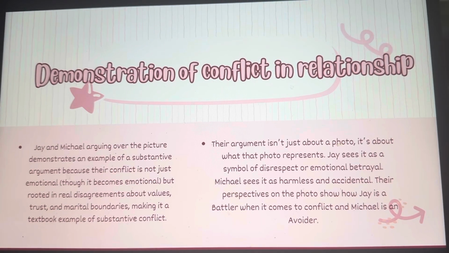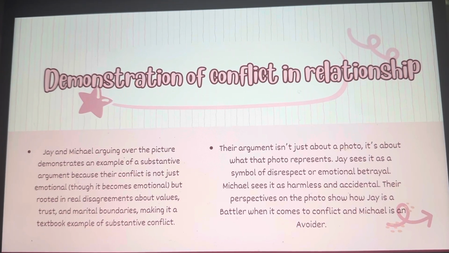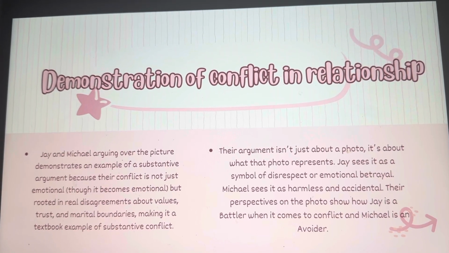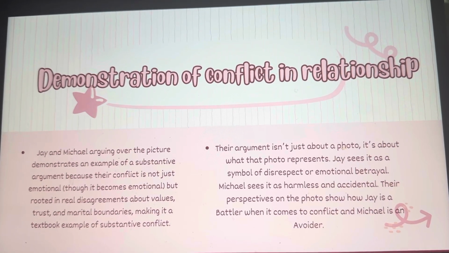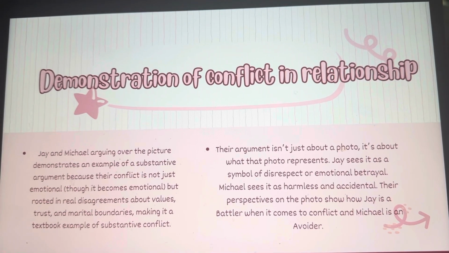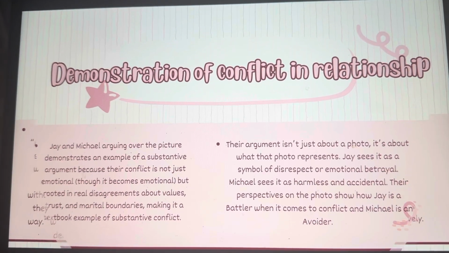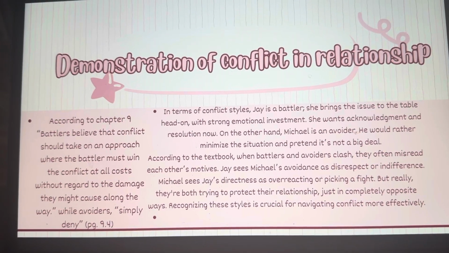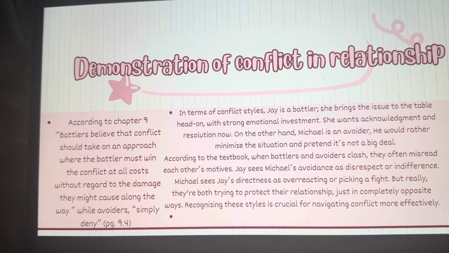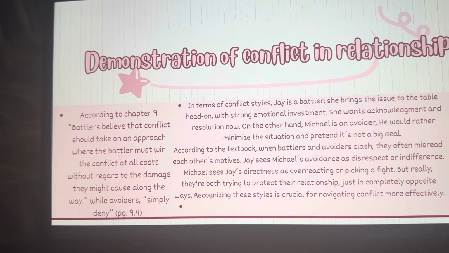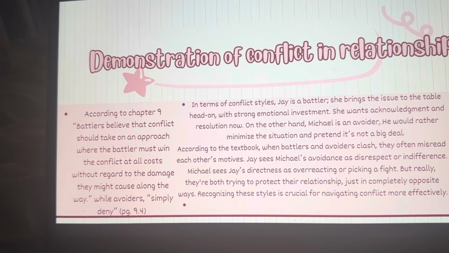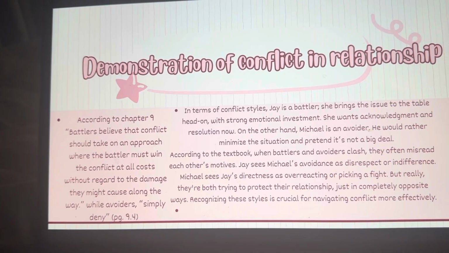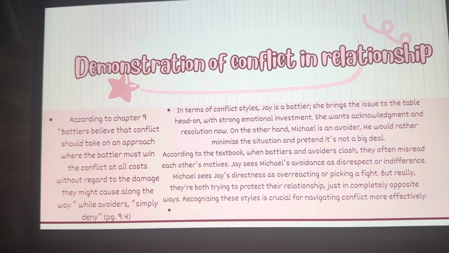I believe that their perspectives on the photo show how Jay is a battler when it comes to conflict and Michael is an avoider. I say this because according to Chapter 9, battlers believe that conflict should take on an approach where the battler must win the conflict at all costs without regard to the damage they might cause along the way, while avoiders simply deny.